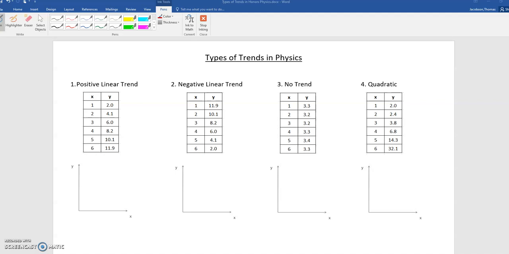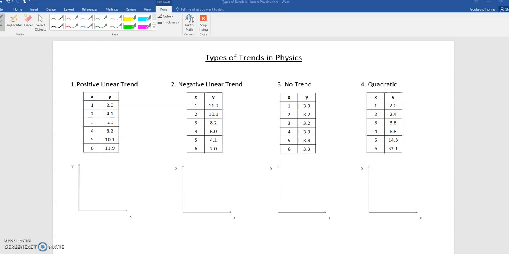Hi class, today we're going to talk about trends that we're going to see in honors physics. These trends are just relationships between two variables. So let's say you did a pendulum experiment and you changed the length of the pendulum and you want to see how that affects the period, or the time of the pendulum to cycle back and forth. That's going to be a certain type of trend.